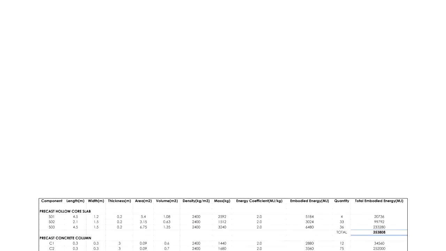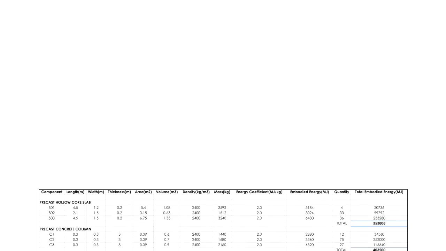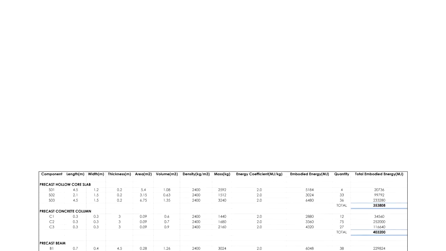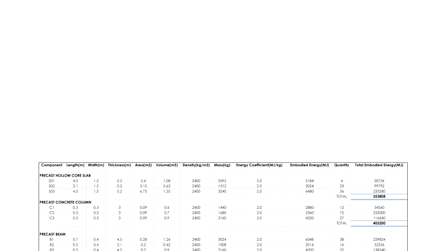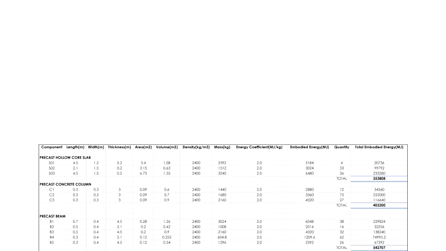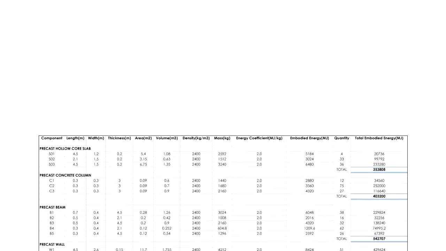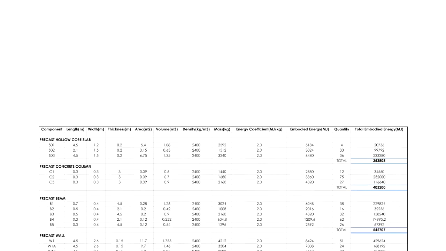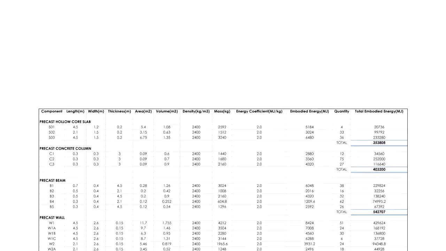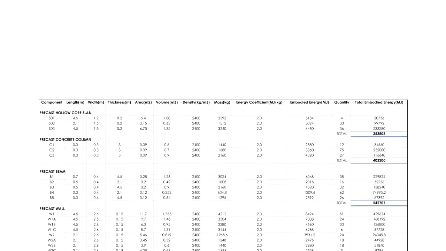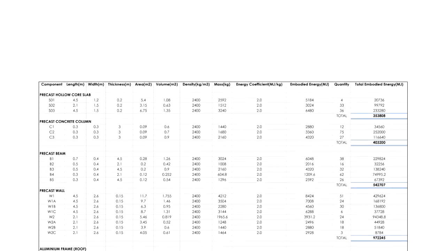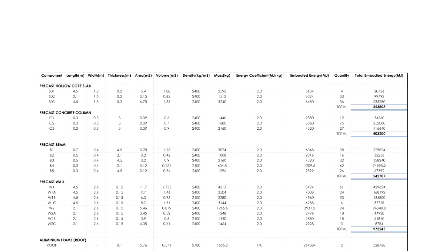The calculation of the precast concrete wall with size 4.5 meters x 2.6 meters with the thickness of 0.15 meters are multiplied together to get the volume of 1.76. The volume is then multiplied with density of 2,400 kg per meter cube to get the mass of the concrete wall of 4,212 kg. The mass is then multiplied with the energy coefficient, which is 2 megajoules per kg for the precast concrete, and the answer will be the embodied energy.